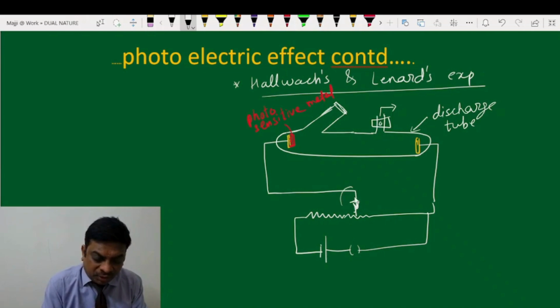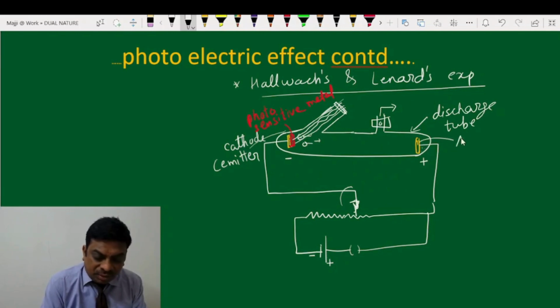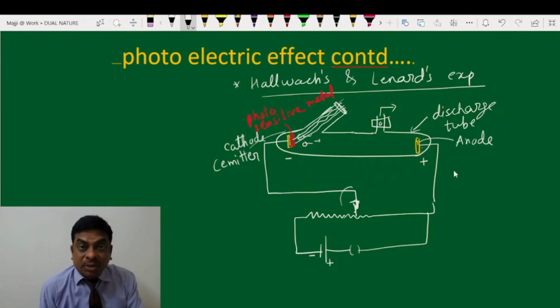Here we have a commutator, I have not shown it here. By means of the commutator you can interchange the polarities. So right now, as you can see students, positive potential is applied here and negative potential is applied here. So you can call this the cathode or the emitter, because it will emit electrons once it receives incident radiation of suitable frequency. And this will be known as the anode because it has been maintained at positive potential.